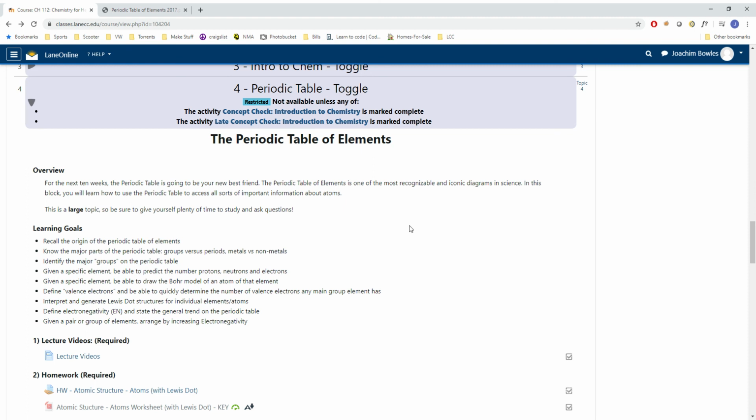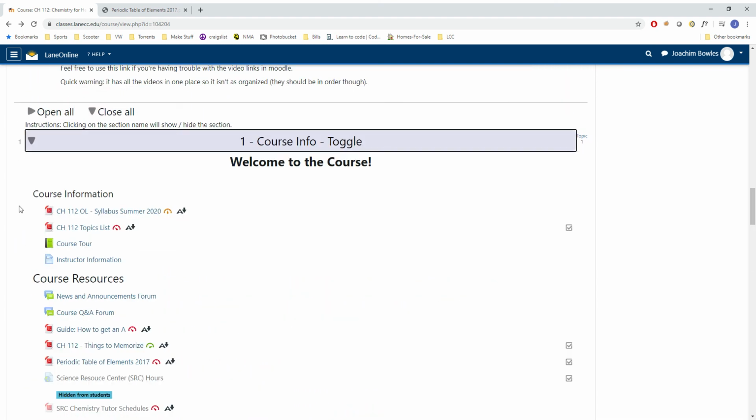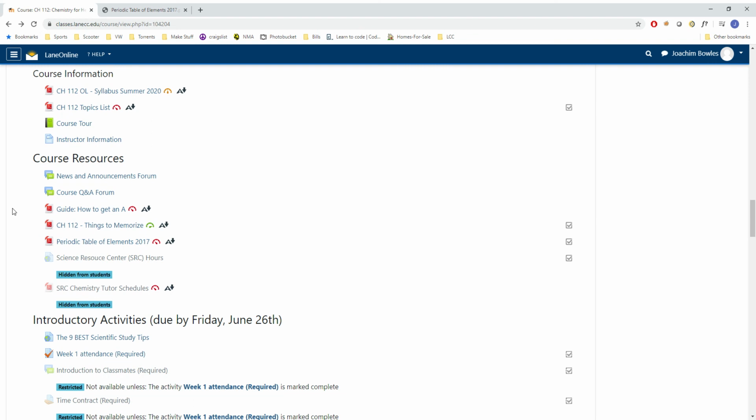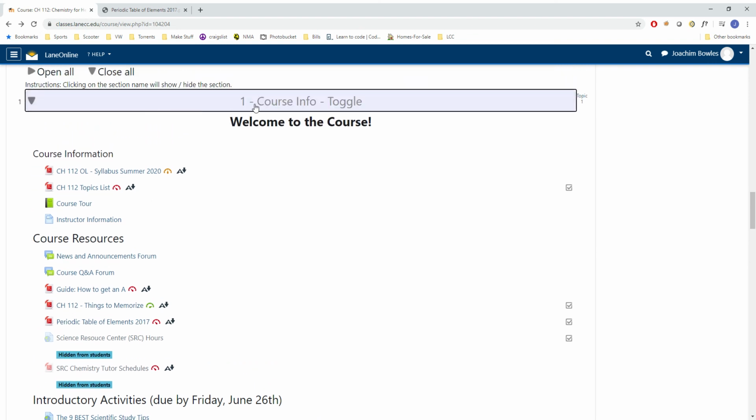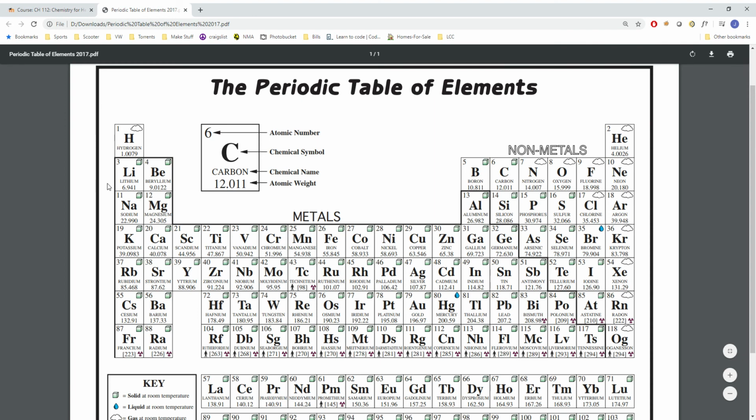If you are able to print out a copy, I highly recommend it to help you out with exams and when you're working on the homework and things like that. But if not, you can always just use a digital copy. That's fine. Either way, we have it on the Moodle page, in the course info section, because it's just a general course resource. So we've got our periodic table of the elements right here. When you open it up, you get this.